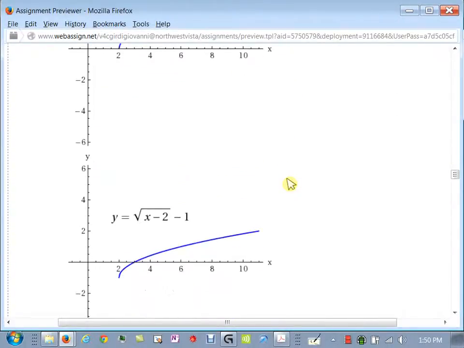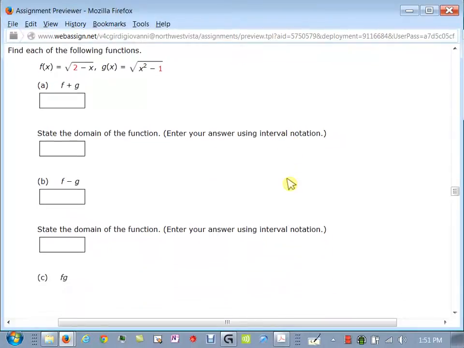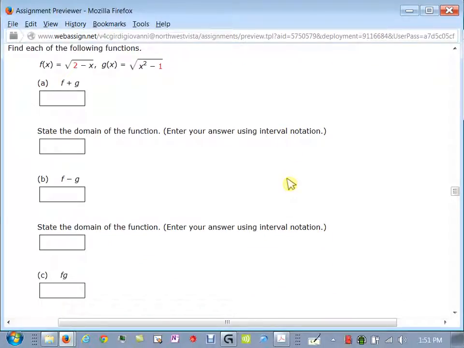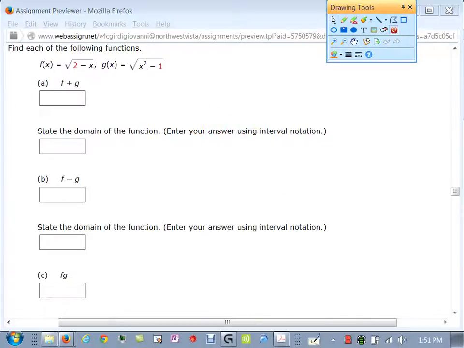Okay, next one. For each of the following functions, add them. All right, so this is just computational stuff here. Okay, let me start with this one. If I add these two functions together, all I do is just put them like this. And you can't add square roots unless what's underneath them is exactly the same. So I'm just going to leave it.